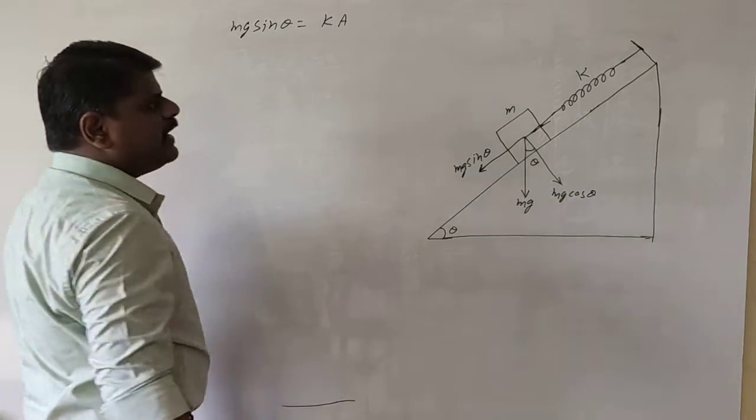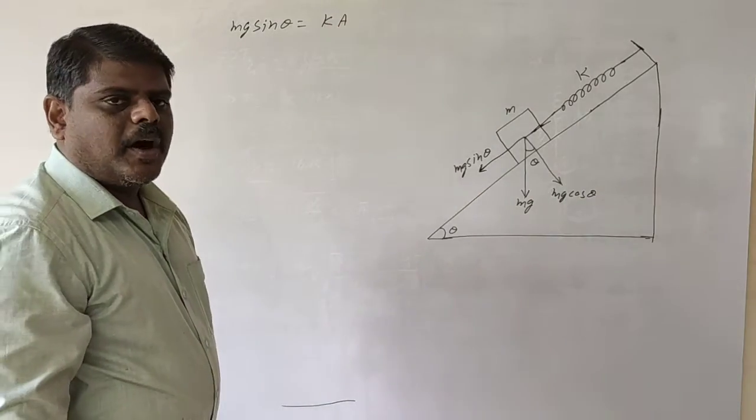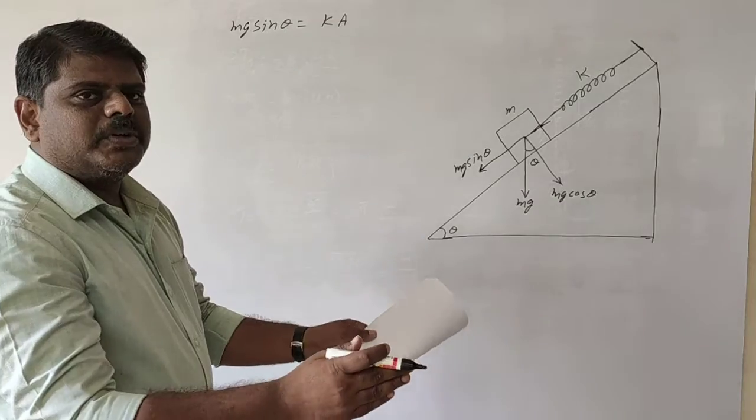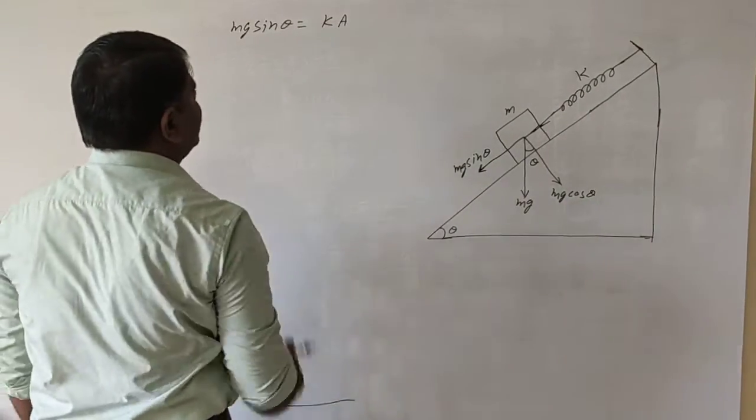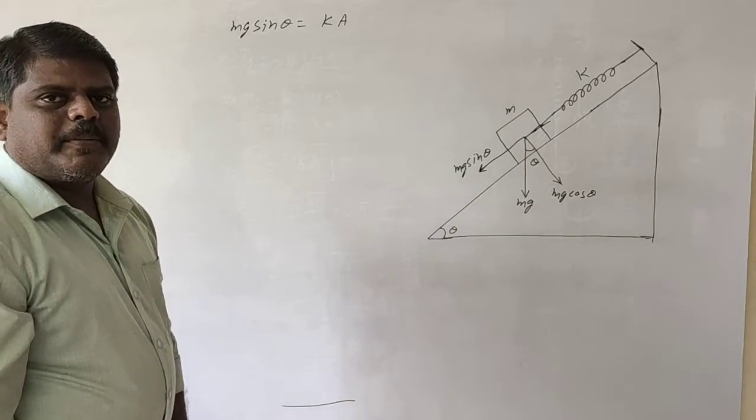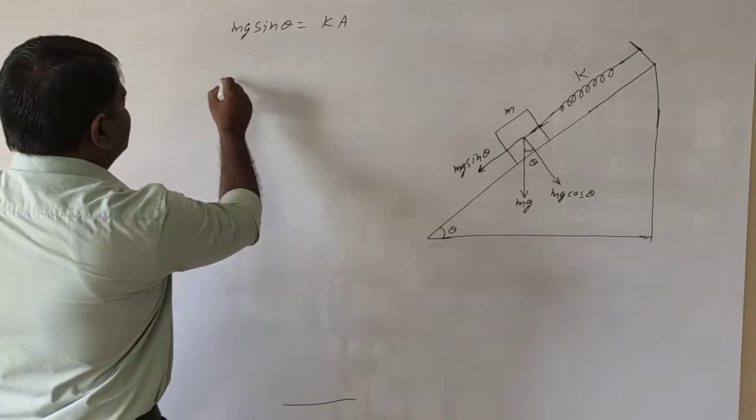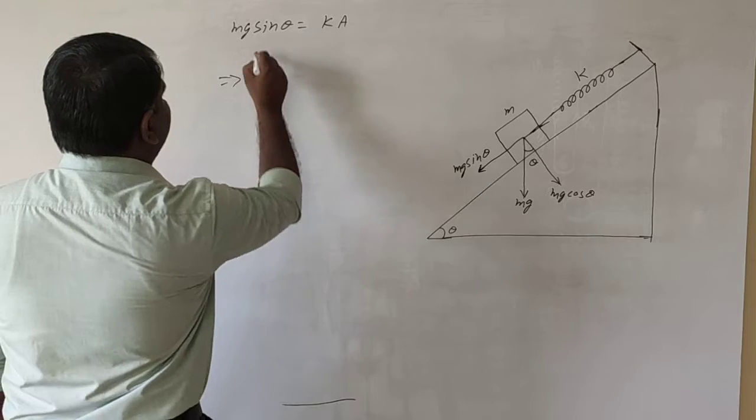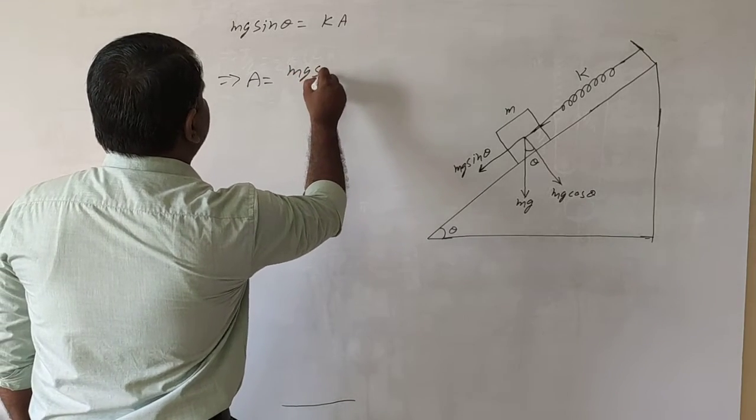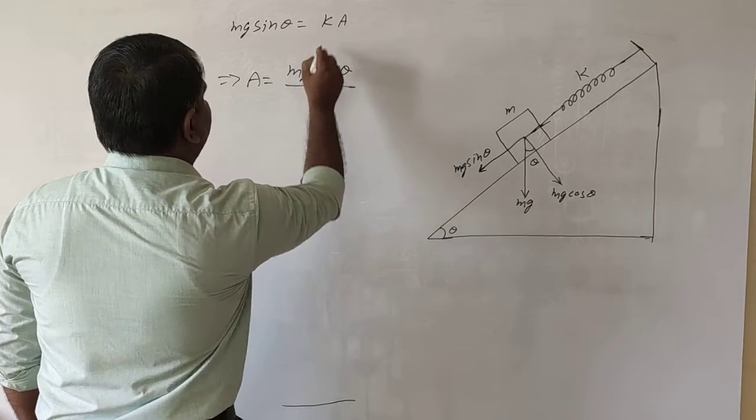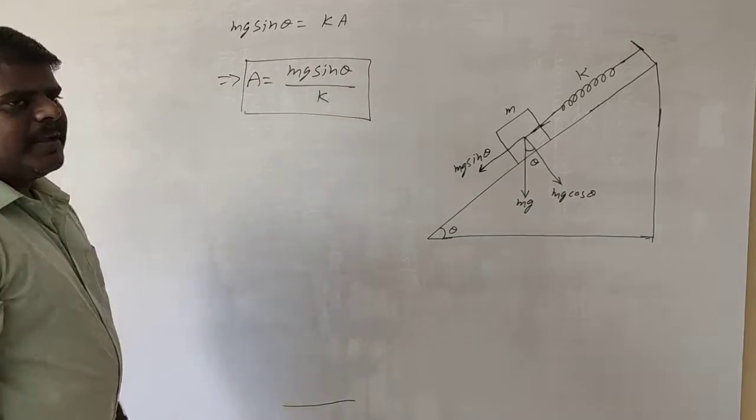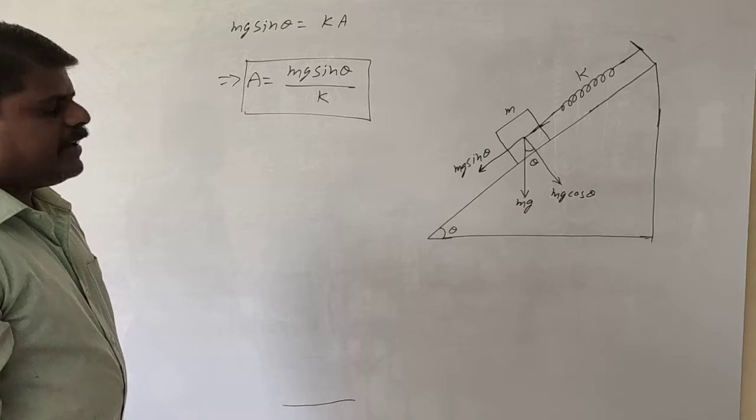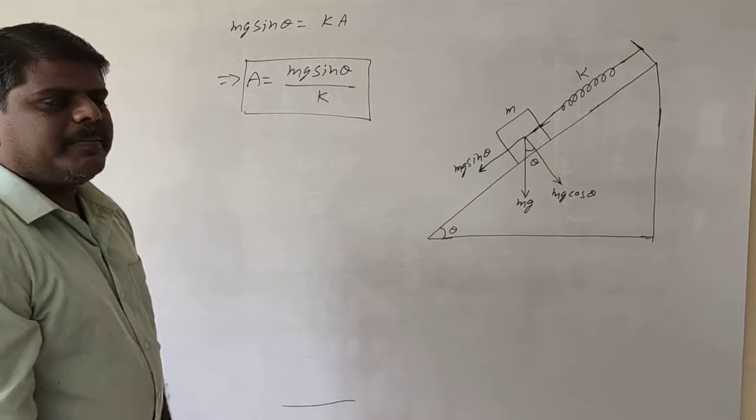What does A represent here? The displacement produced in the object, or the elongation produced in the spring. mg sin theta is equal to k into A. So what is the problem asking? Amplitude. So the amplitude A is equal to mg sin theta by k. This is the formula to find the amplitude. Okay, the first part is completed.